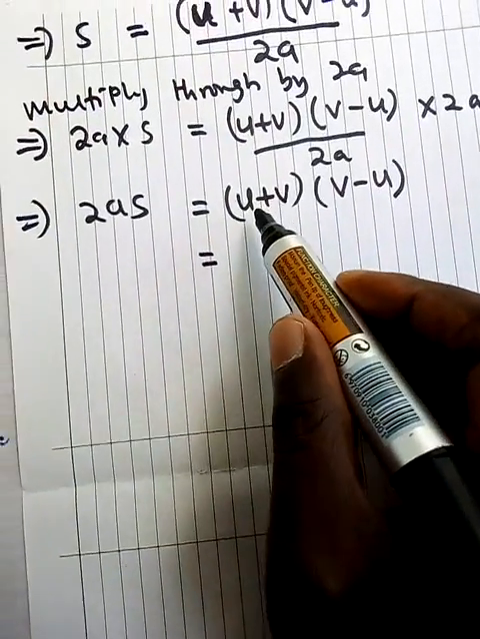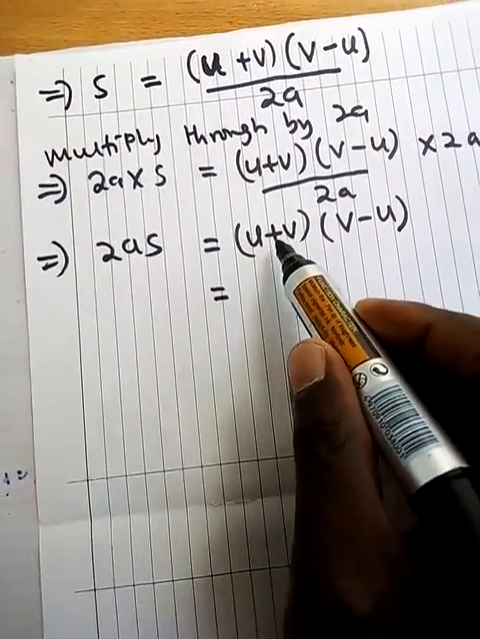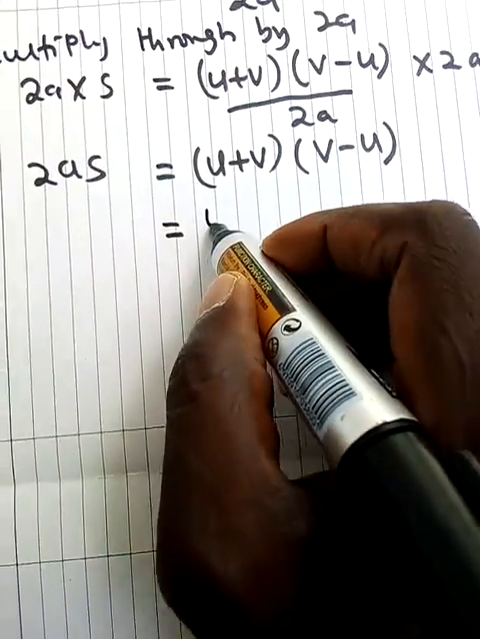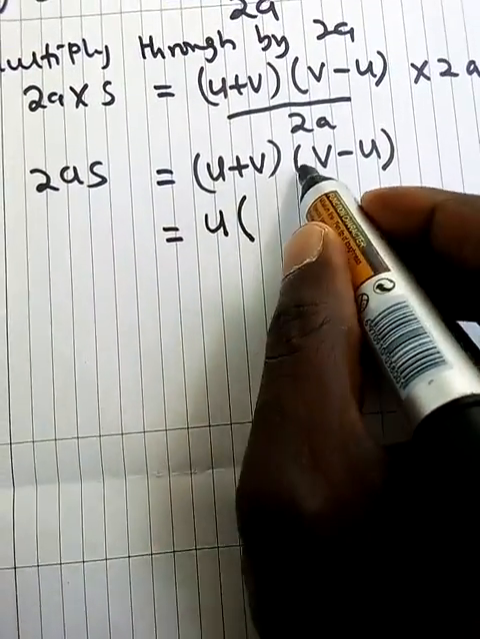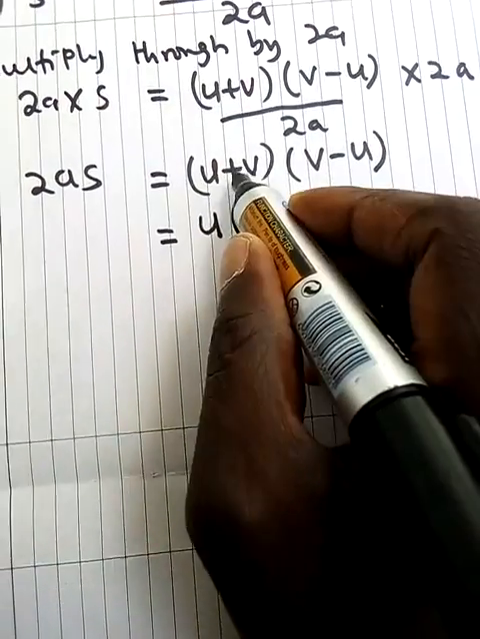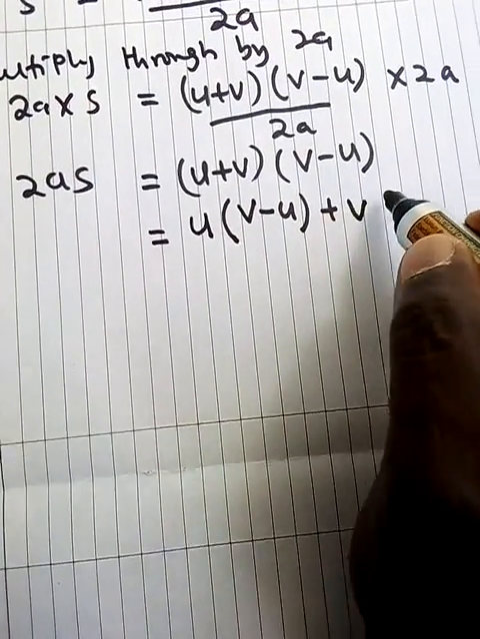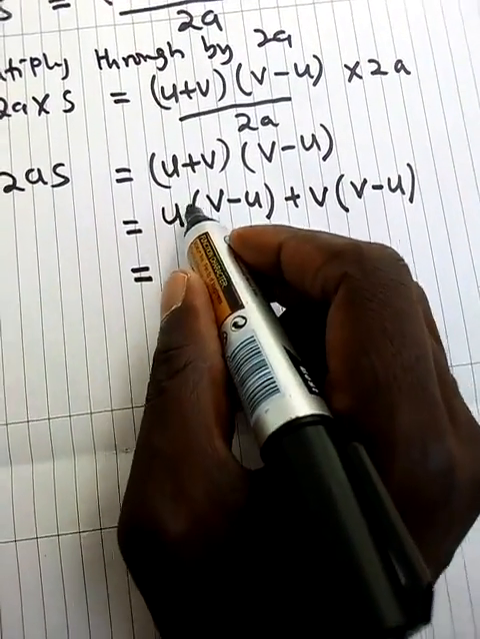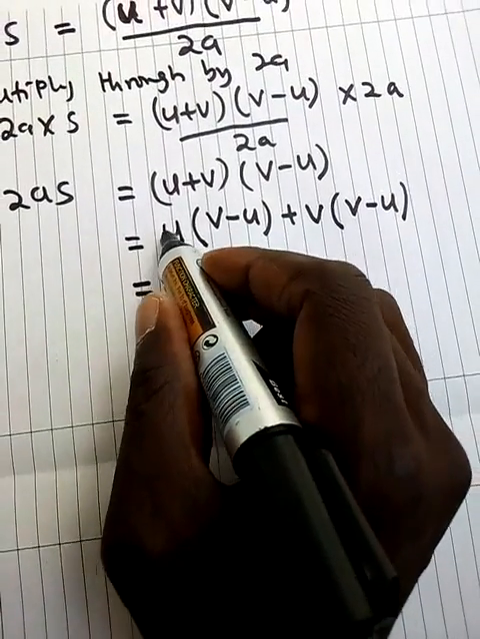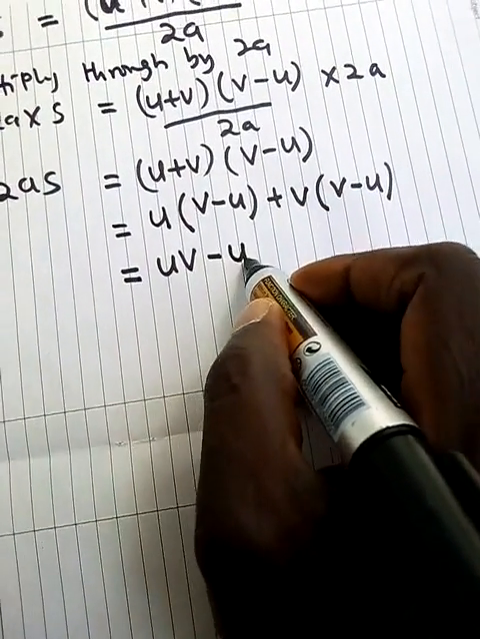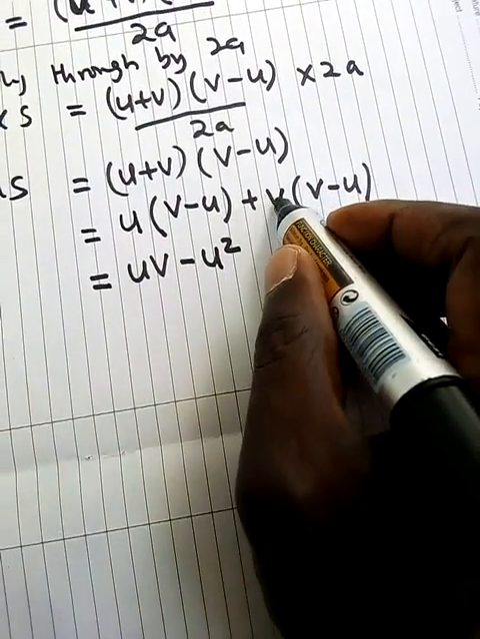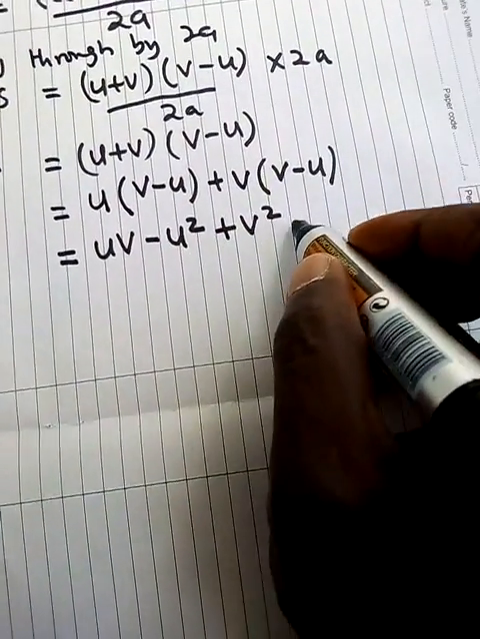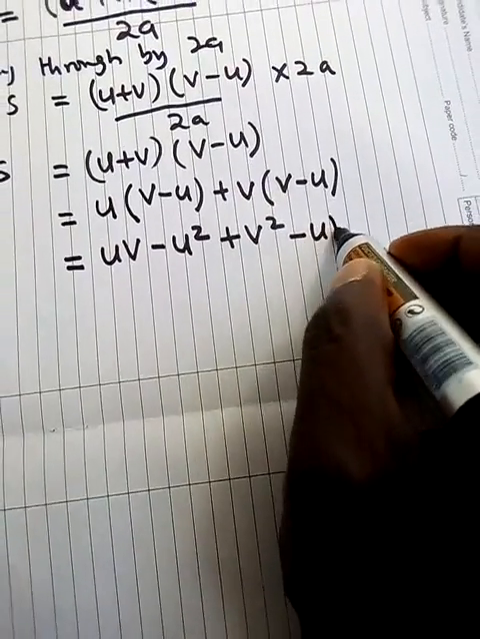If we are to expand, it means every term of the first bracket must be multiplied by the second bracket. So this would be u into v minus u, then this is a plus v, so plus v again into v minus u. Can we open the bracket? Yes. This is uv. Remember, this is positive u times negative u, it gives you minus u squared. Then this is v squared, so it is plus v squared. This is a plus v times a minus u, so it is minus uv.